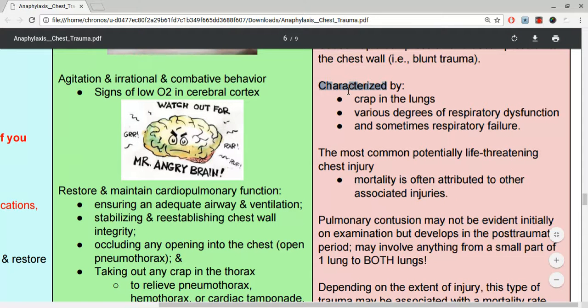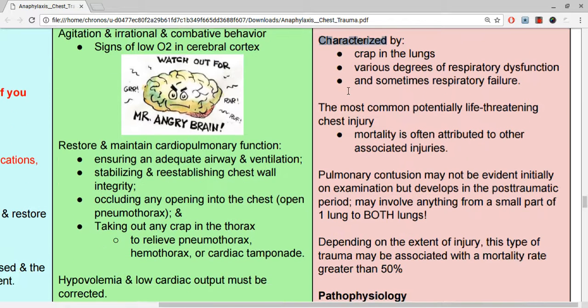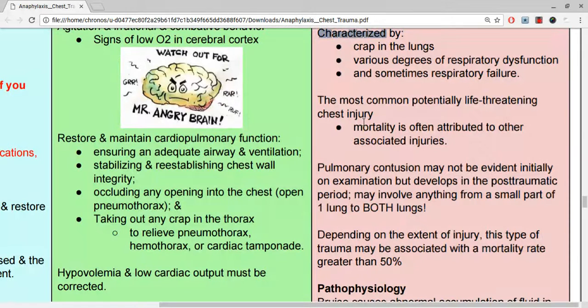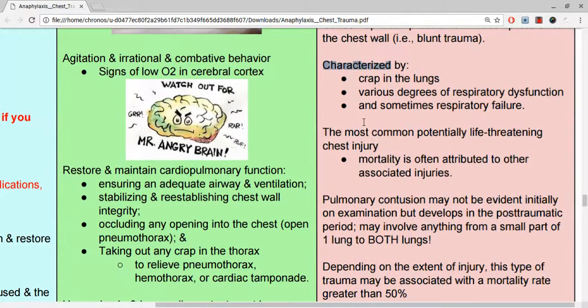Characterized by fluid, blood, and other debris in the lungs. Various degrees of respiratory dysfunction and sometimes respiratory failure. The most common, potentially life-threatening chest injury. Its mortality is often attributed to other associated injuries, so it's pretty bad, okay? So when you get hit so bad that a lot of your ribs got broken and your lung got bruised, then that's life-threatening, okay?